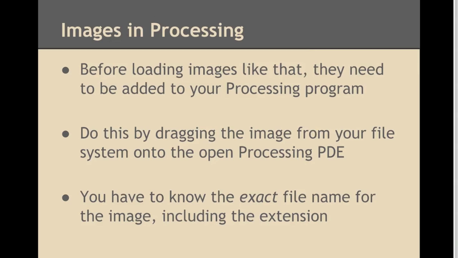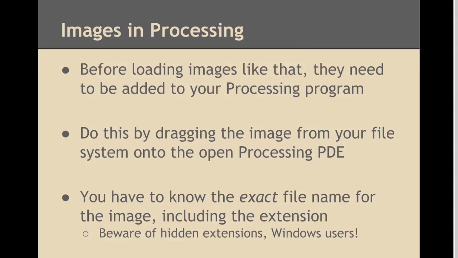Now it's important to know that when you're doing this, you have to know the exact file name for the image, including the extension. That can be a problem if you're running Windows and it defaults to hiding the extensions of known file types. In that situation, you may not even see what the extension of the file is. So Windows users, you may want to investigate how to turn off that feature so that you're able to see the extension, because you need to know it when you are writing programs that use images. Okay?